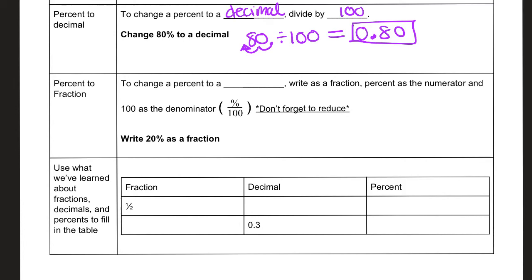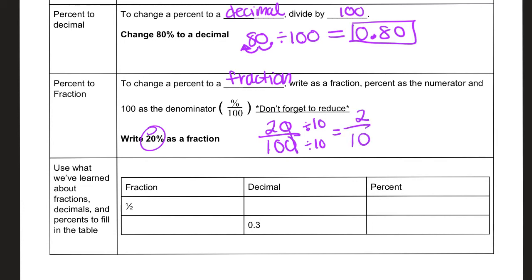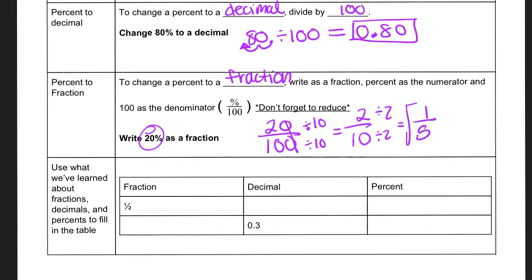To change a percent to a fraction, you're going to write the percent as the numerator and 100 as the denominator. So 20%, my number is 20, that's going to go on top out of 100 because percent means part of 100. Then I got to reduce as always. I can divide these both by 10. Gives me 2 over 10. Those are both even, so I can divide by 2. Just 1 out of 5. So 20% as a fraction is 1/5.